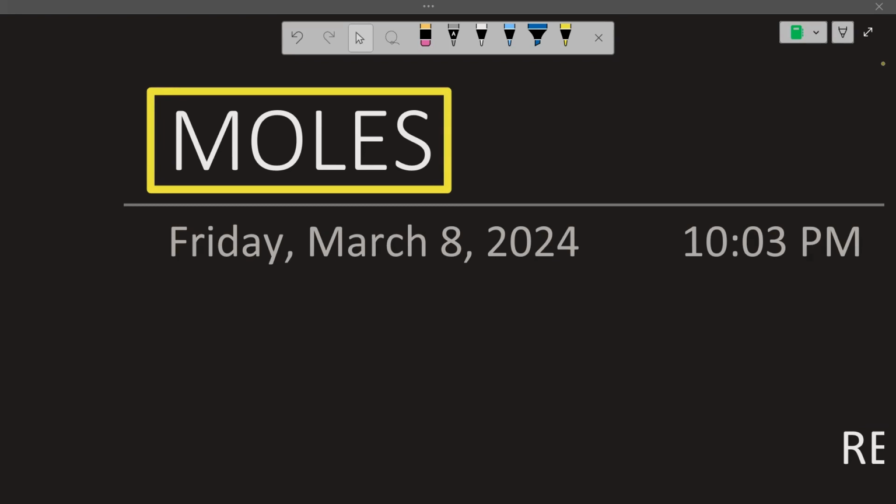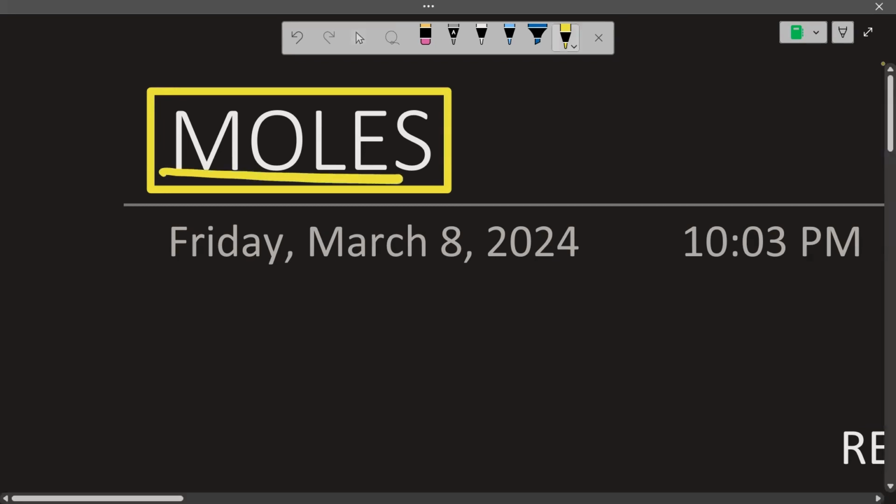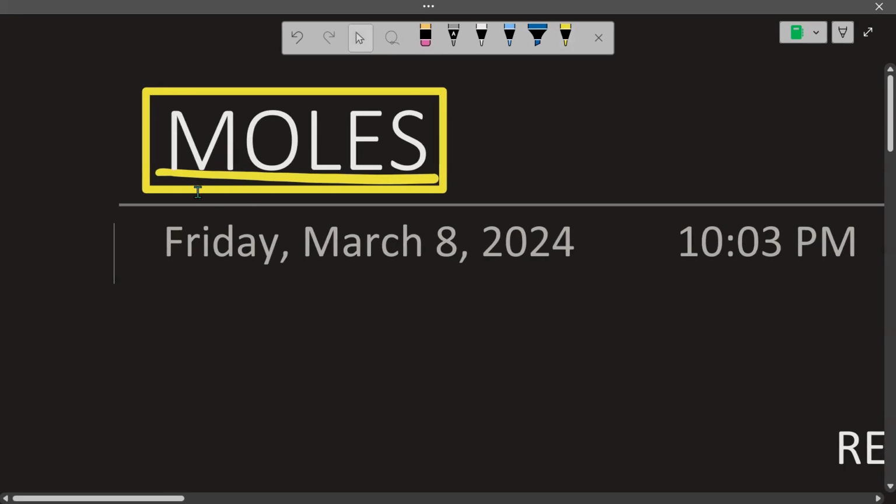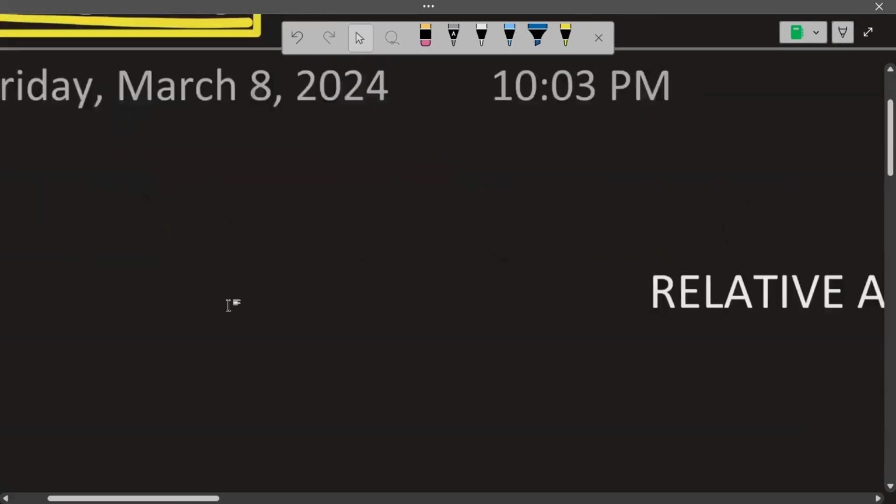Modes. Okay. So this is the first part of this topic, moles. In today's lecture, we are going to study relative atomic mass, relative molecular mass, and how to calculate MR of some of the compounds. And we will also study what a mole basically is. So let's start from the relative atomic mass.